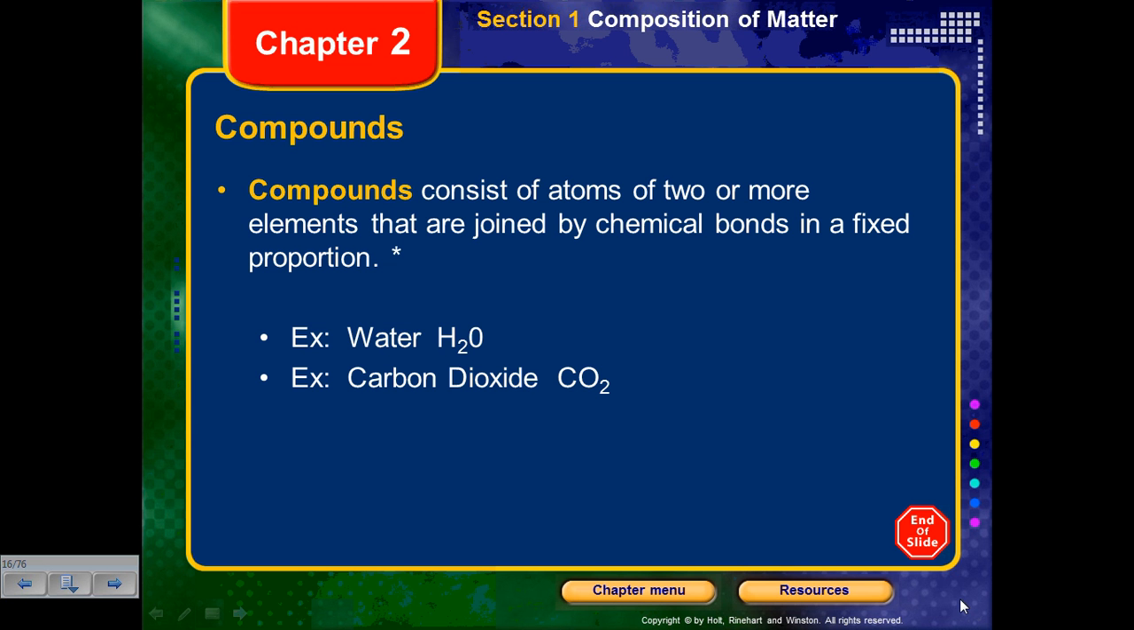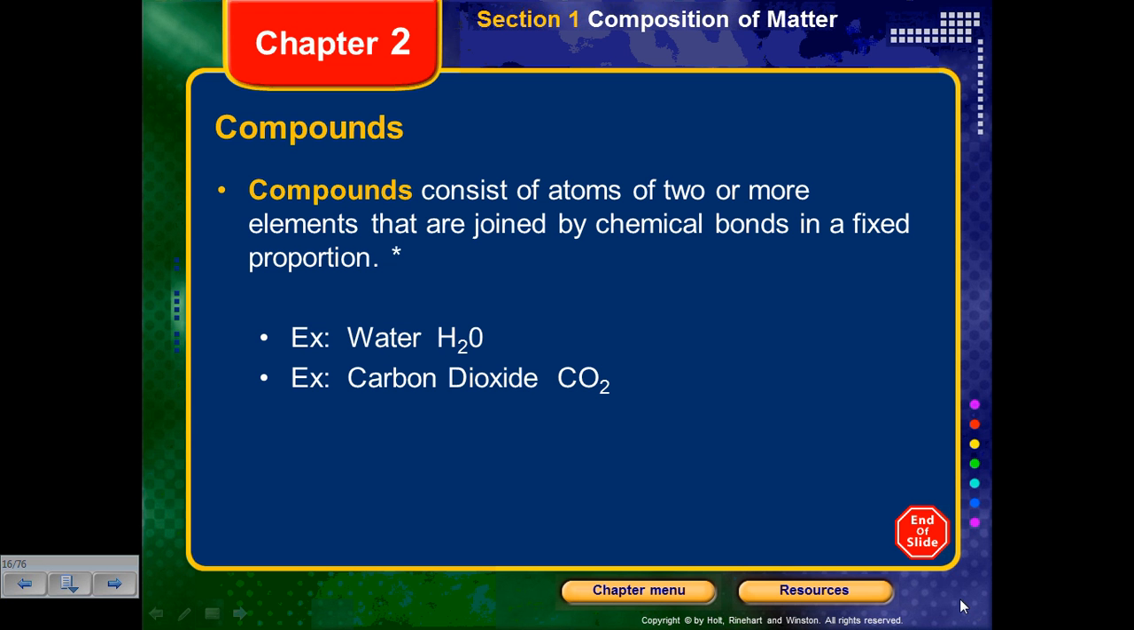Okay? The second one, carbon dioxide. How many carbons are there? 1. How many oxygens? 2. Okay? And so 1 carbon to 2 oxygens. So that's our fixed proportion. And so when we're joining those atoms together, that makes a compound.